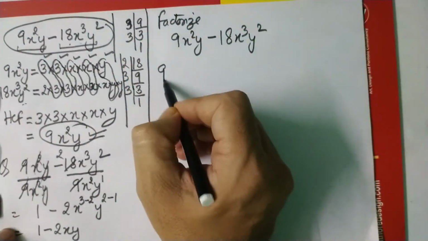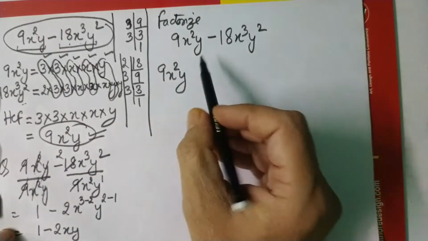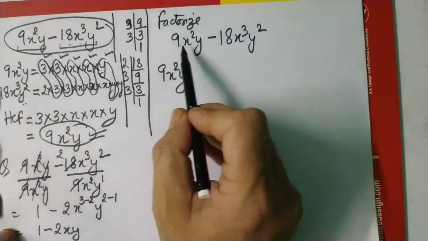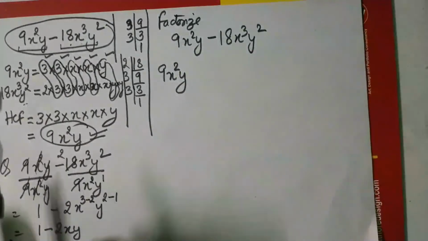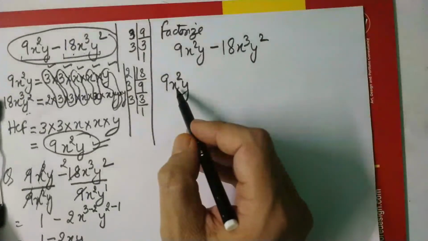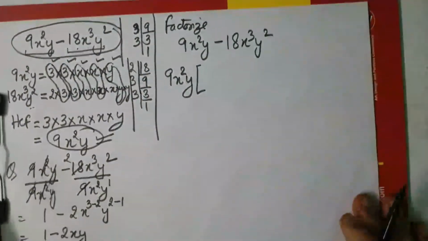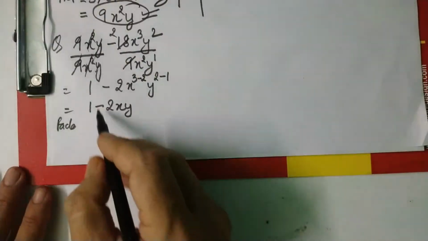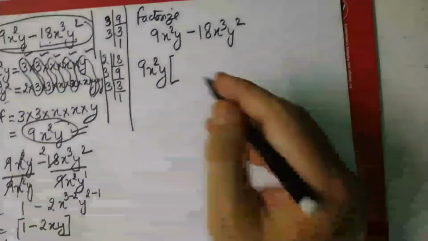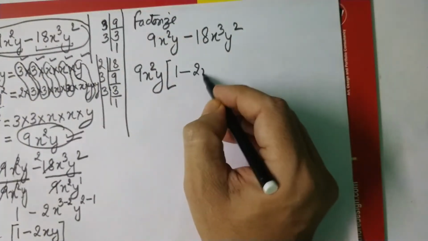is written first. What is HCF? The common number between these. So that means the HCF is the number which will be able to divide both. And how do you get it? By this method. So 9x square y, and in the bracket the answer which came is to be written. So your answer simply becomes 1 minus 2xy.